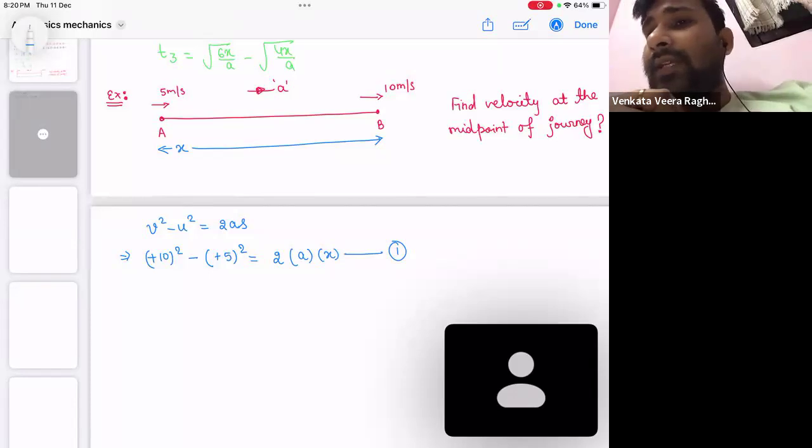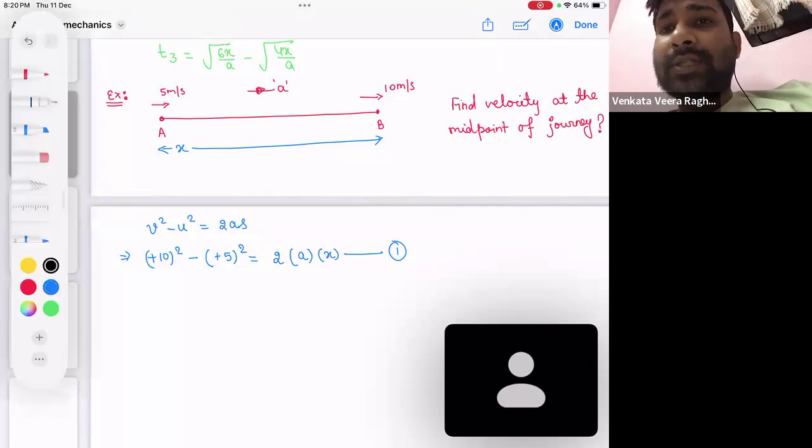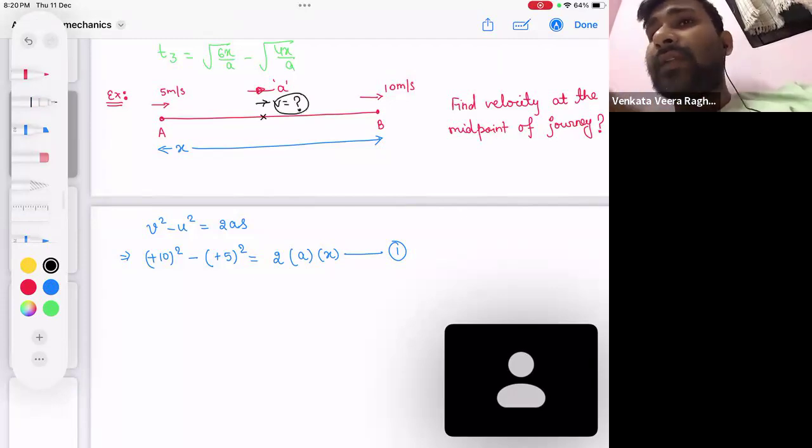Please tell me, is this equation clear to you? The question asks, tell me what is the velocity at the midpoint. So here the velocity is not known, so let me assume that velocity is something v. Can I again apply the equation of motion between A and C?